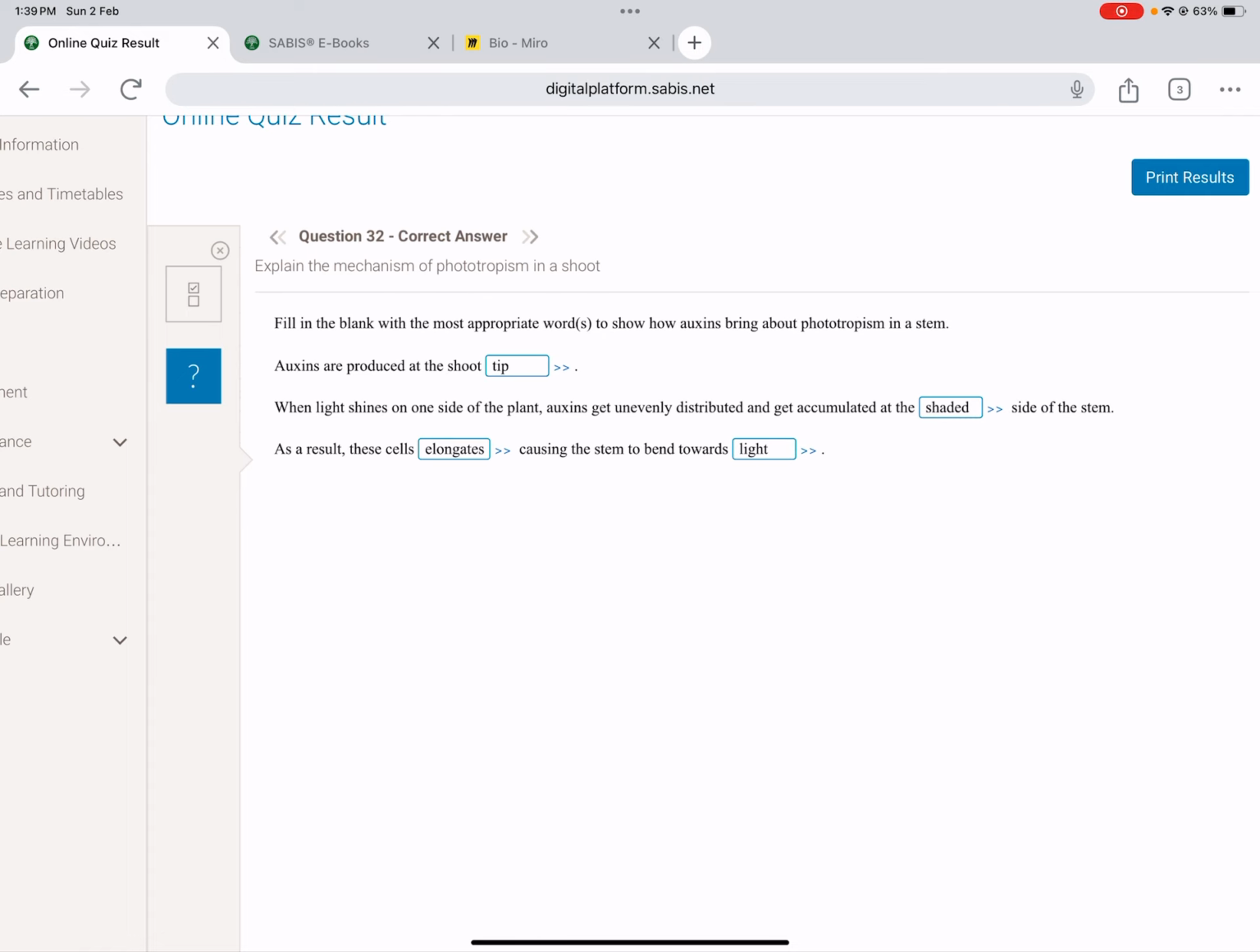Okay, remember we said auxins are produced at the shoot tip, and they usually accumulate at the shaded side, so the cells elongate, causing the stem to bend towards light.